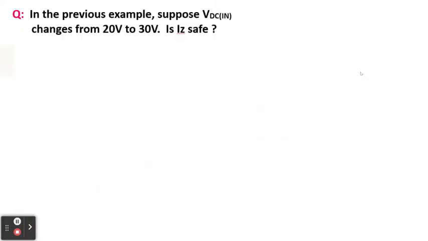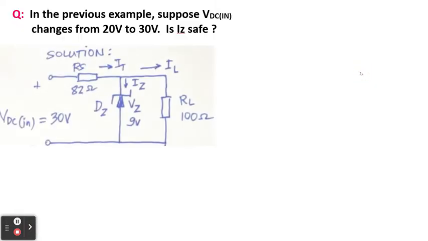Taking it from part 2, we have another example where, in the previous example, we will have to change the 20 volts to 30 volts for the value of the DC input voltage. And the question is, is it safe, or will the IZ that we get in this circuit be safe?